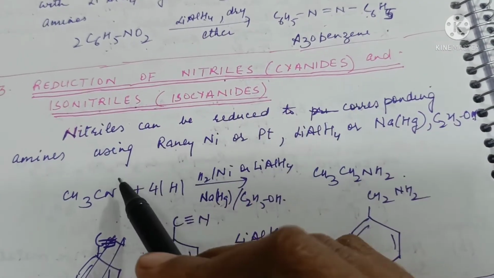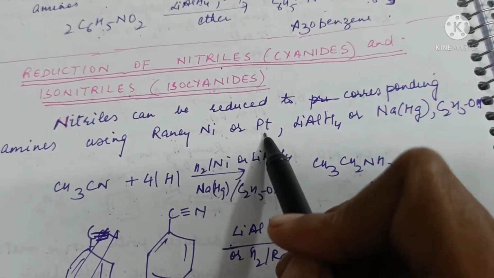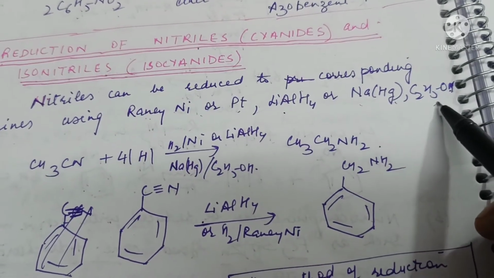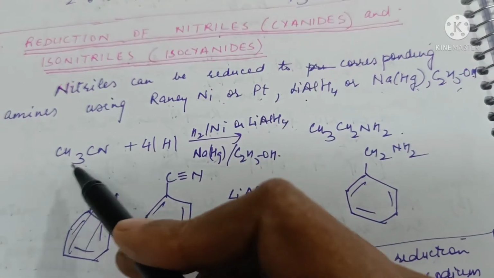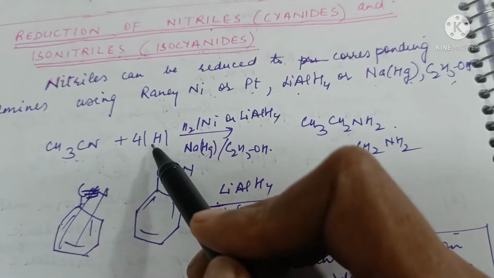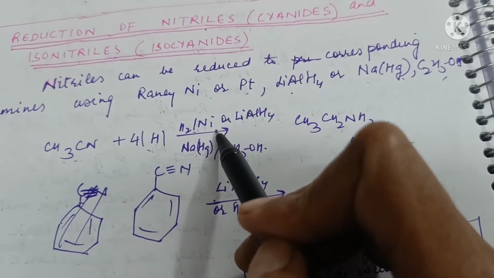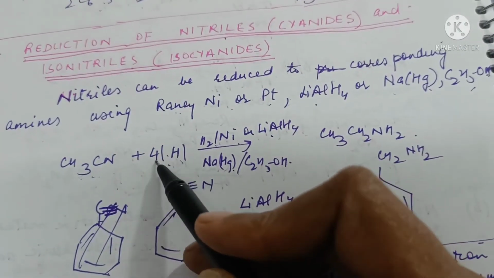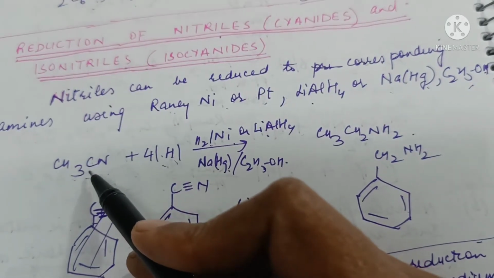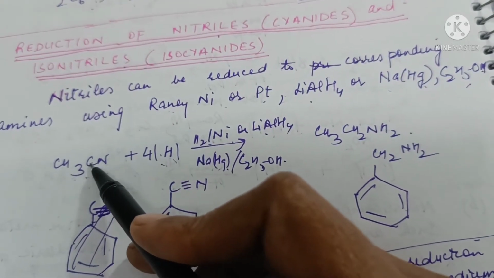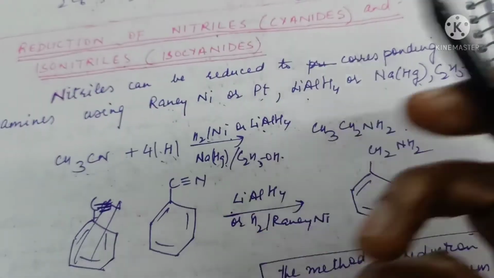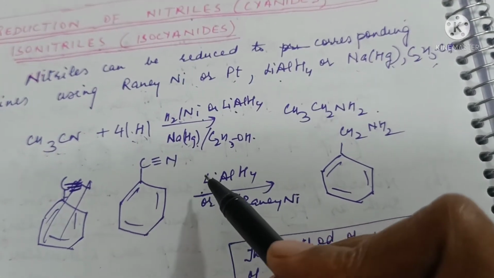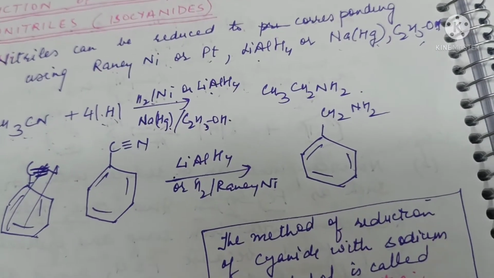Nitriles can be reduced to corresponding amines using Raney nickel or platinum, lithium aluminium hydride, or sodium amalgam and ethyl alcohol. So when we reduce nitrile, ethane nitrile, with a mixture of hydrogen and nickel or lithium aluminium hydride or sodium amalgam and ethyl alcohol, these 4 hydrogens will reduce nitrile group. 2 hydrogens come to carbon, 2 hydrogens to nitrogen to form CH3CH2NH2. Similarly, benzonitrile will get reduced to benzyl amine.